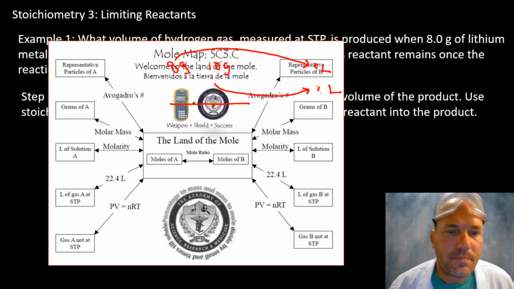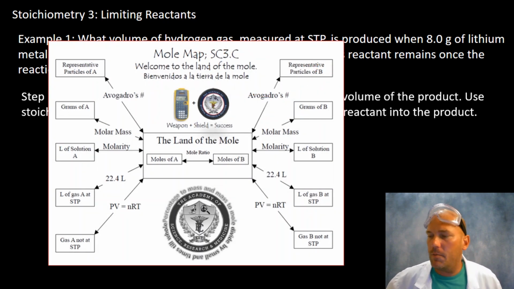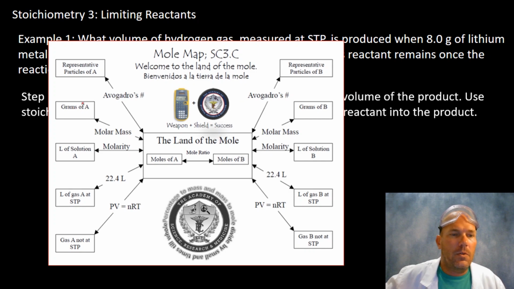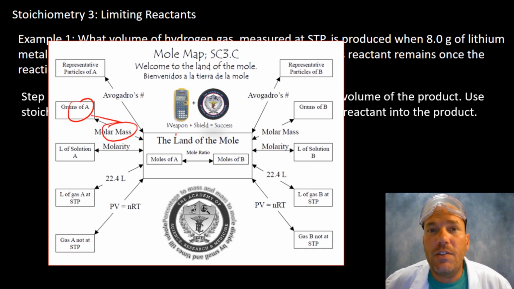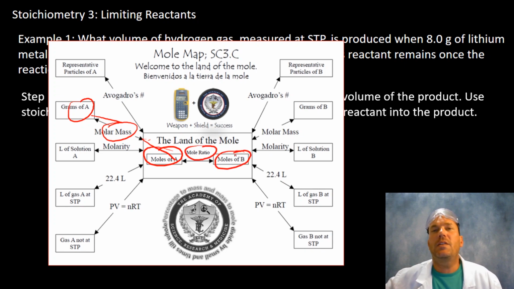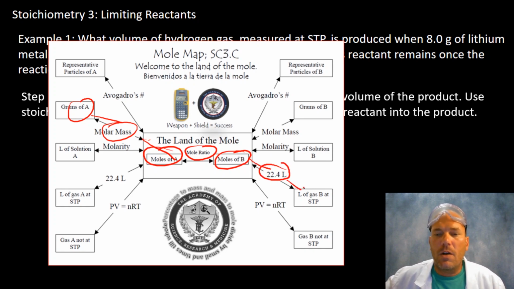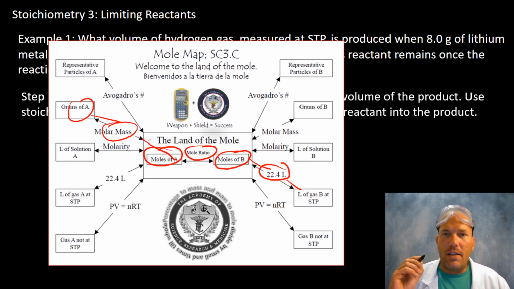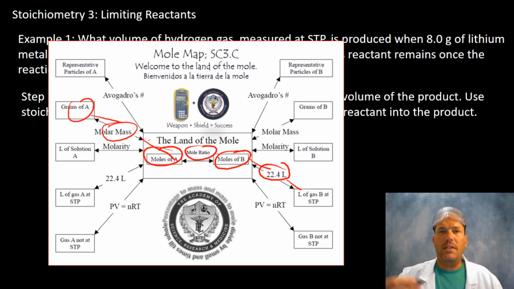All right. Land of the mole, here we go. Okay, so grams, we're going to use molar mass. And guys, we're doing this 2 times, 1 for each reactant. Then we'll get moles of one reactant, use the molar ratio to convert us into the product. And then from the product at STP, we're going to determine the liters of gas. The smallest answer is the one that we choose as a limiting reactant to move forward with.